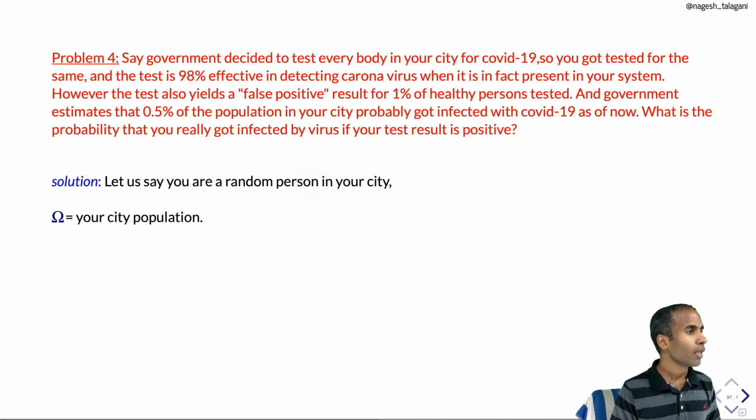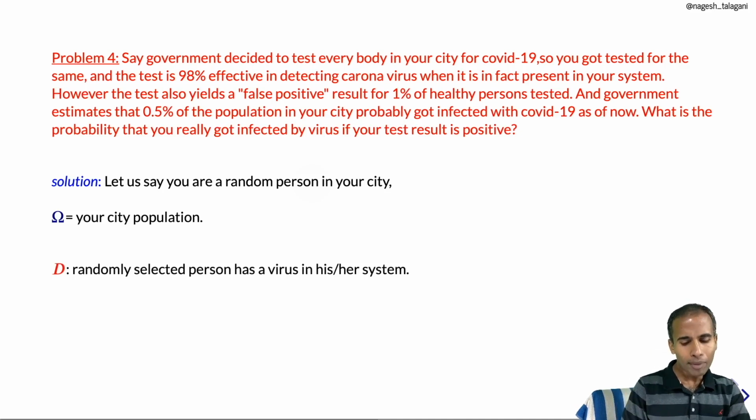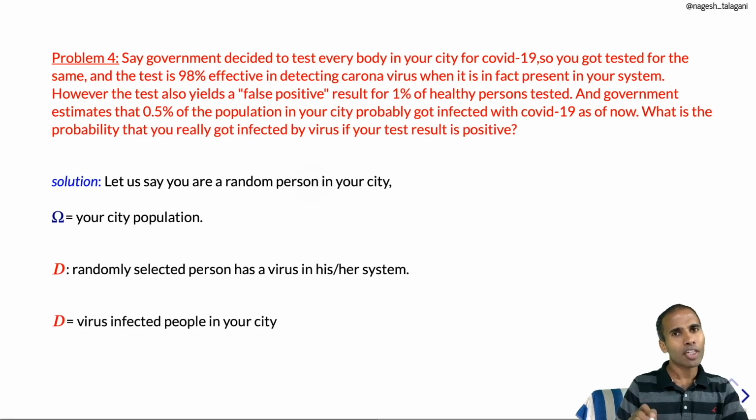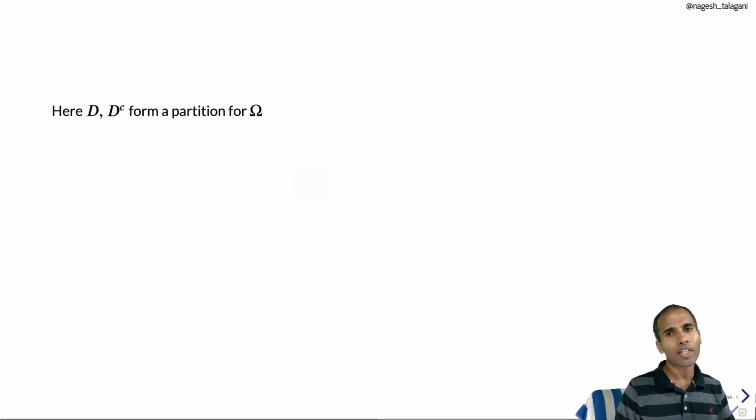Now here say you are a random person in your city. Okay, so the sample space is going to be your city population. Let D denote the event that a randomly selected person has the virus in his or her system. Okay, then D will consist of virus infected people in your city, then D complement will consist of healthy people in your city. Okay, so the whole city population falls into two types, virus infected people and healthy people. So here D and D complement form a partition for omega.